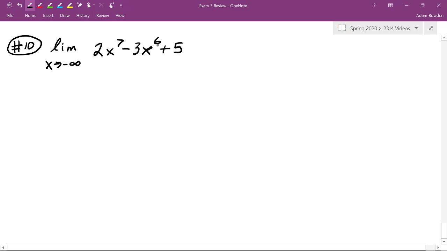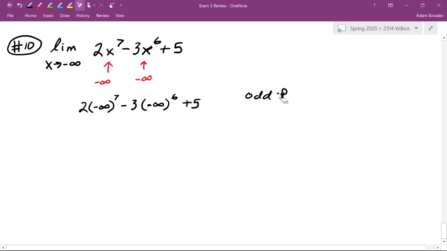And there's not a whole lot going on with this function, but we still have to think about what's happening as x itself gets bigger and bigger as a negative number, as x goes to negative infinity. So think of it this way. If you had a really big negative number for x raised to the 7th, minus 3 times another really big negative number raised to the 6th. Well, a negative number raised to an odd power, the negative would stay negative. So like a negative number raised to the 5th would still be a negative number.